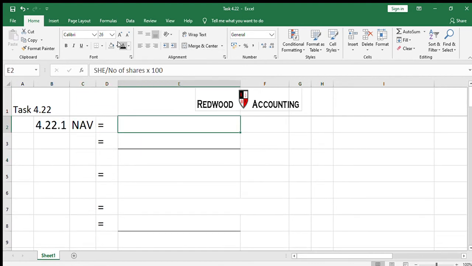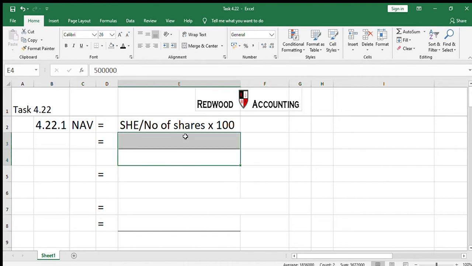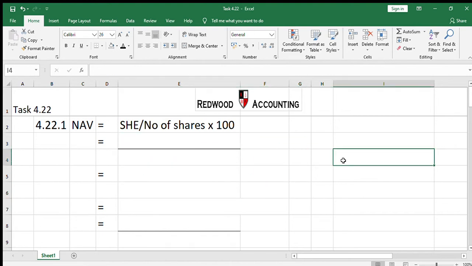Okay, so we're going to start. The formula is shareholders' equity over the number of shares times 100. I've just abbreviated the formula compared to the previous exercise. Okay, you really need to start just learning your formula. You don't have to write it down, but you must always have it in mind. Okay, so we're calculating the net asset value. So shareholders' equity has been given to us.